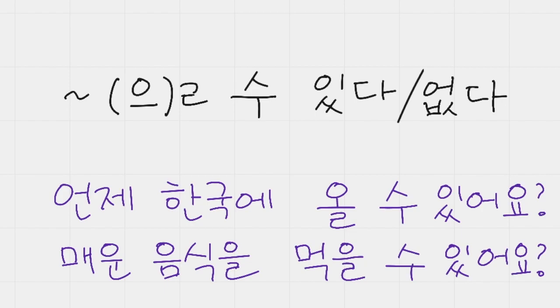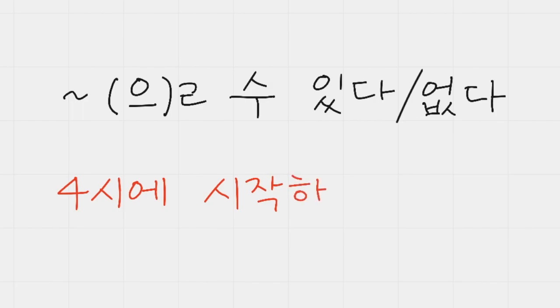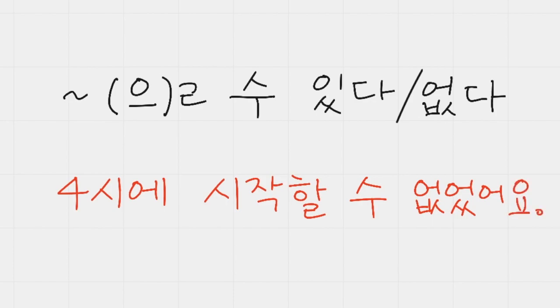Okay. Then now we can do 수 없다. I couldn't start at 4 o'clock. 4시에. To start is 시작하다. So the stem of 시작하다, 시작하, and then add ㄹ, 시작할, 수, couldn't start, past, 없었어요. 4시에 시작할 수 없었어요. I couldn't start at 4 o'clock.